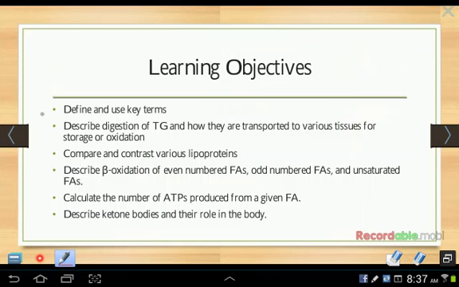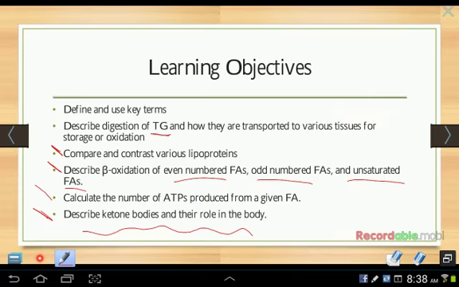Make sure we can define and use key terms. We'll describe the digestion of triglycerides and how they are transported from your digestive system to various tissues for either storage or energy production. We will compare and contrast various lipoproteins, describe beta oxidation for even-numbered fatty acids, odd-numbered fatty acids, as well as unsaturated fatty acids. We'll calculate the number of ATPs produced from a given fatty acid, and then we'll describe ketone bodies, where they come from, and what they are used for.